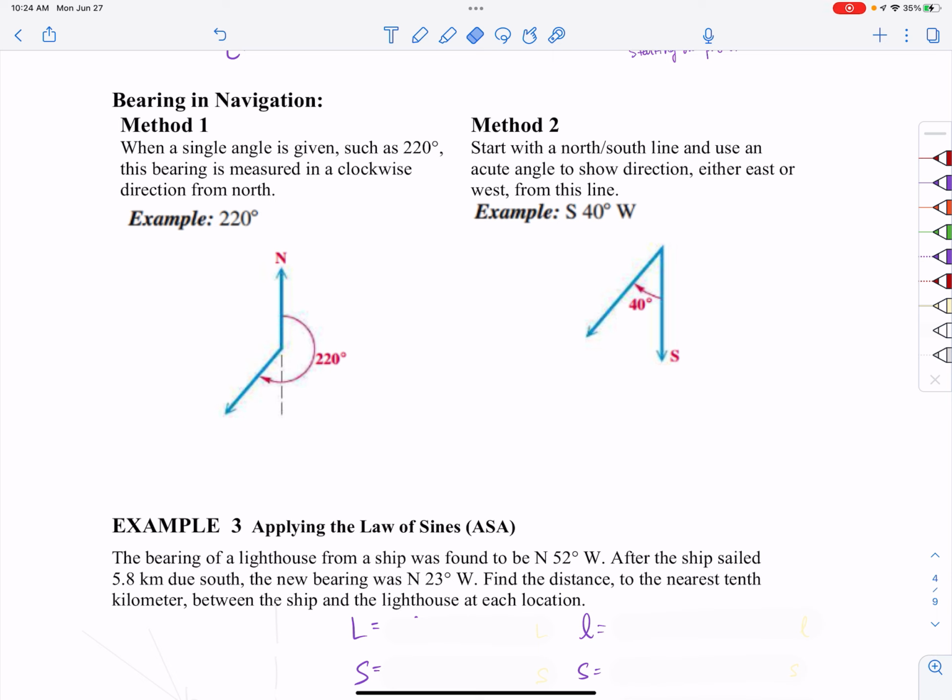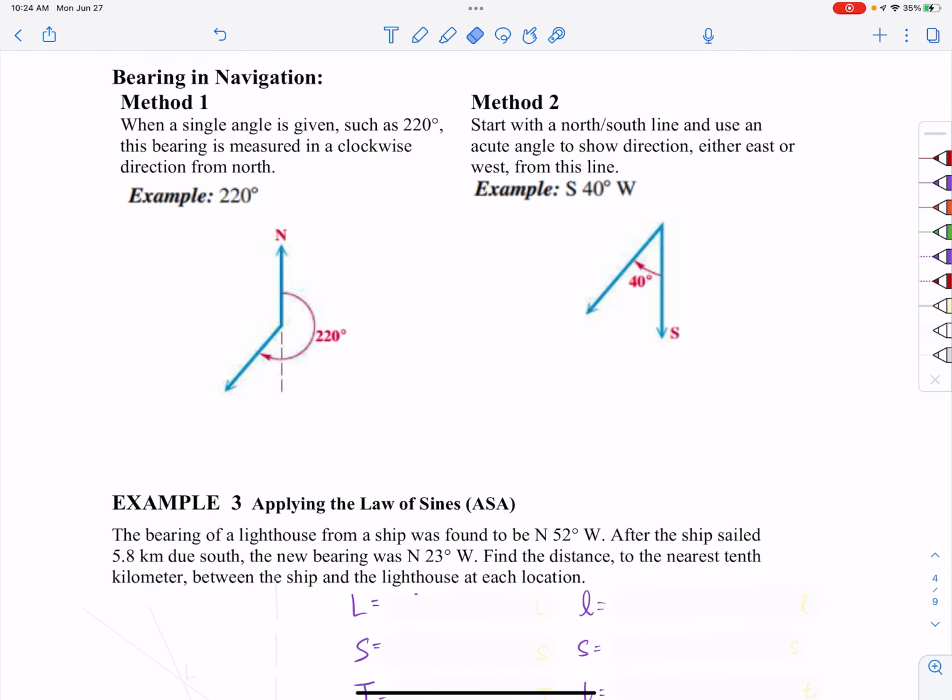All right, let's cover one more example here, and then I'll stop this video and move on to the ambiguous triangle. In order to do my last example for this video, I need to remind you of something that we learned back in chapter 5, and that is how to draw bearings. So remember, if you're just given a bearing that has a single measure, you always start with north, and then you go in a clockwise direction from north.